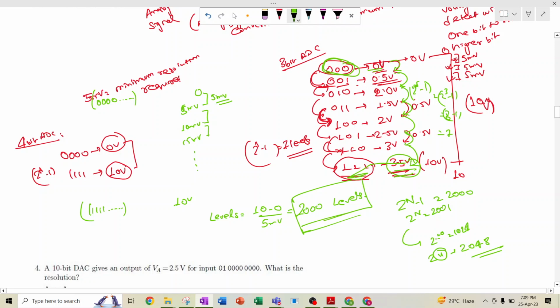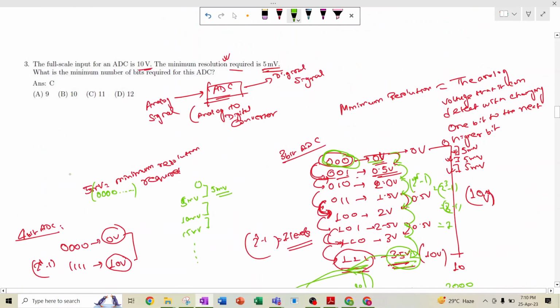Because using 10 bits we can get only 1024 minus 1, which means only 1023 levels, but to get 2000 levels we need 11 bits. Using 11 bits we can get at most 2047 levels, among which we need 2000 levels. So 11 bits is the minimum required.